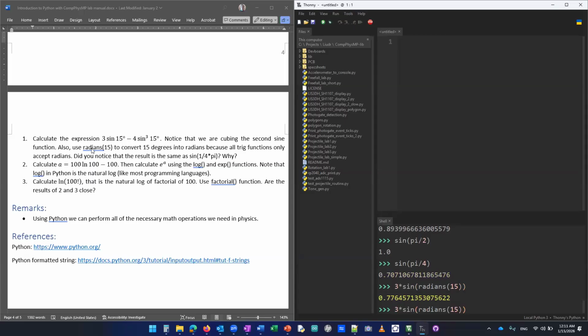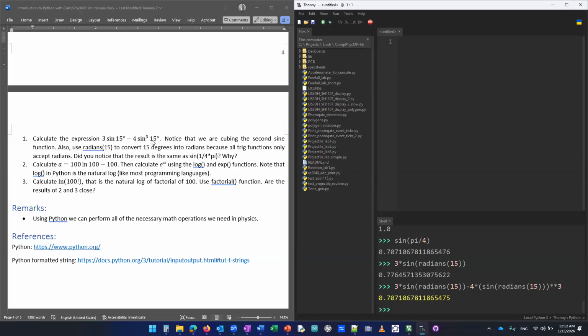So let's call this back. Minus 4, again, multiplication, and I need to do the cube, and then I can fill in the sine of what angle? Radians 15 degrees. Okay. An interesting number. You realize this is the same number as sine 45 degrees. Pi over 4 is 45 degrees.